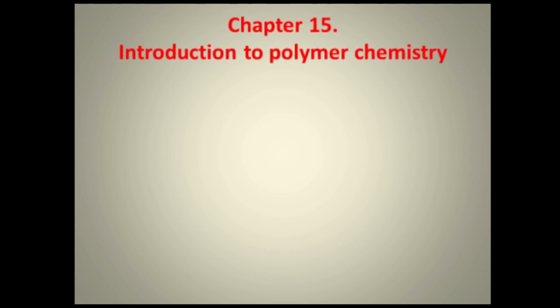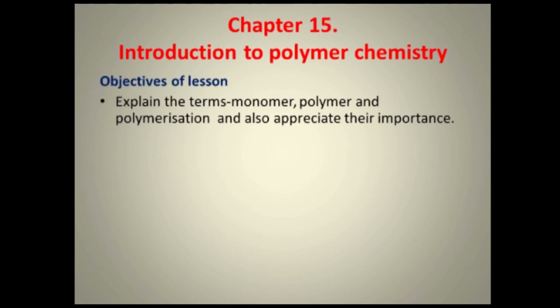Hello students, we are going to start with chapter number 15, Introduction to Polymer Chemistry. The objectives of this lesson are to explain terms like monomer, polymer and polymerization, and also their importance. We will try to discuss the different types of processes of polymerization in this chapter.